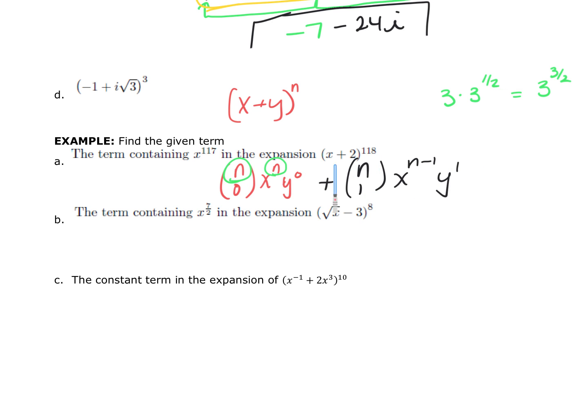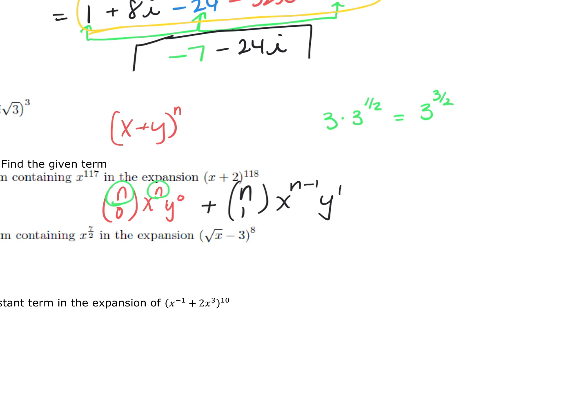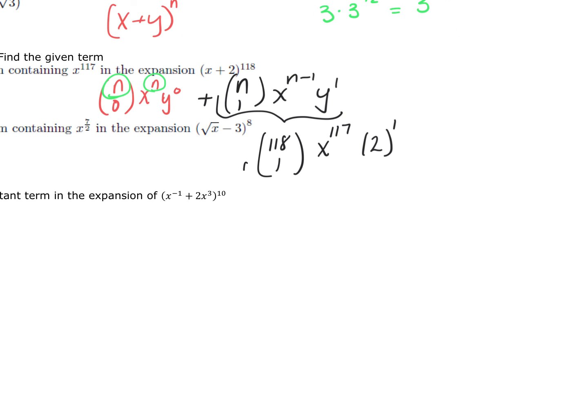So I'm going to use this because they want that term containing the 117. The term they want is that 117. So this is the term that I want, because if I have 118 choose 1, it will be x raised to the 117, because that's 118 minus 1, and because I don't have y, I have 2 raised to the 1. So the term that I'm chasing is this entire thing. It is not just the x raised to the 117. So I have to do the 118 choose 1.